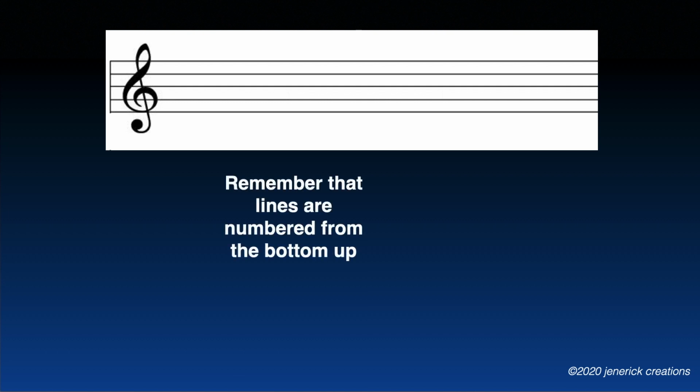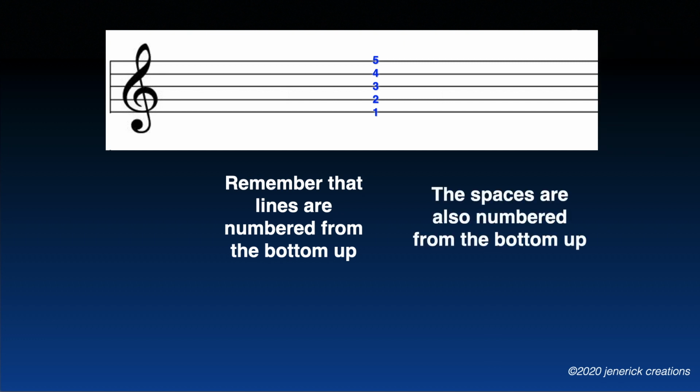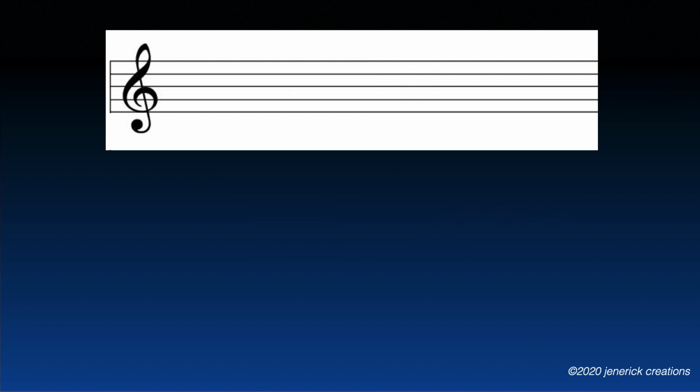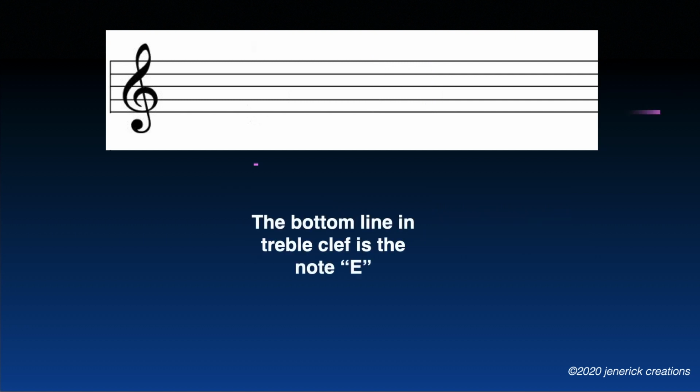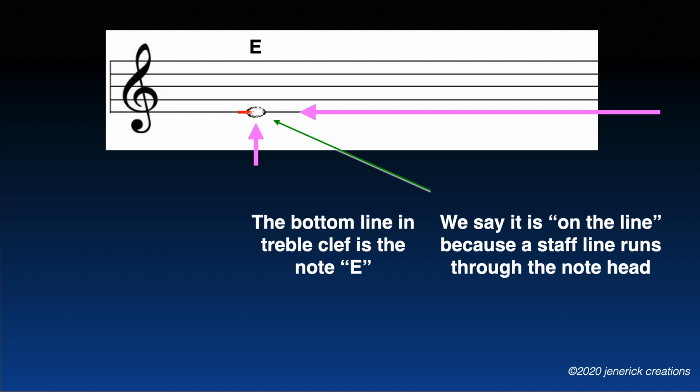Keep in mind that lines are numbered from the bottom up. The spaces are also numbered from the bottom up. The bottom line in treble clef is the note E. We say it is on the line because a staff line runs right through the note head.